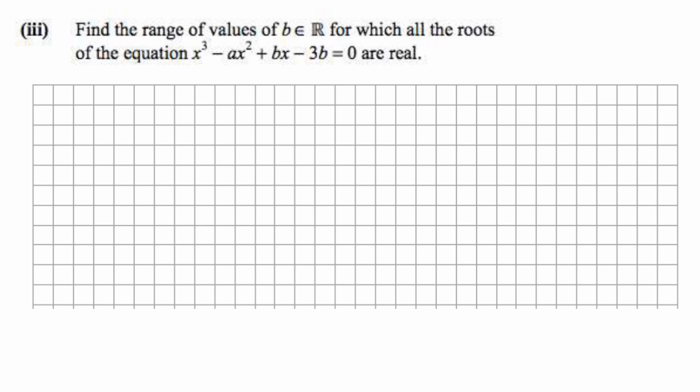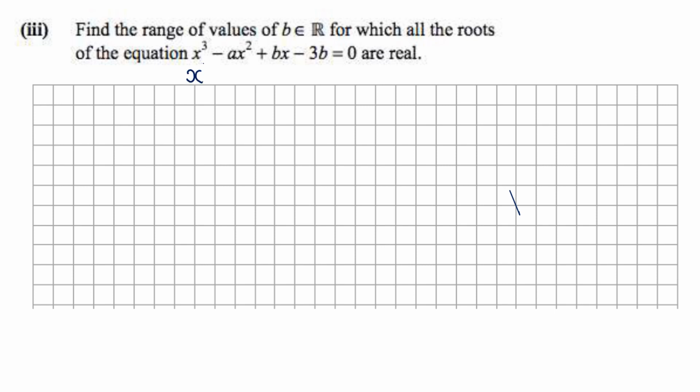So the last part of this question says, find the range of values of b for which all the roots of the equation are real. So we don't know what b is. We're not even going to be able to work out b. You can try. We know what a is, and we know that x minus 3 is a factor, so x equals 3 is a root, so we can sub in 3. But when you do that, you'll notice everything cancels and we don't actually get anywhere.